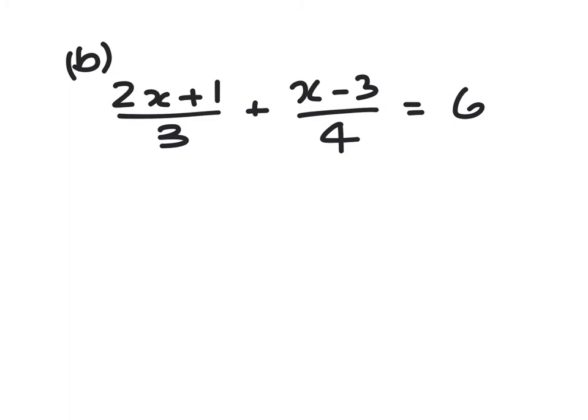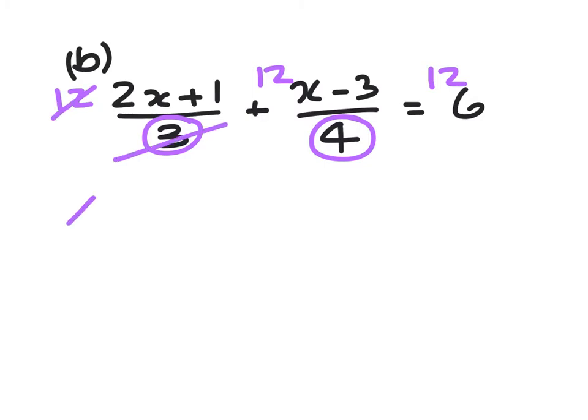It's a fractional one. So the secret here is to get rid of the fractions. So what number does 3 and 4 divide into? And I'm going to tell you it's 12. So put a wee 12 here, a wee 12 here, and a wee 12 here. Okay, why? Because we can now do some cancelling.